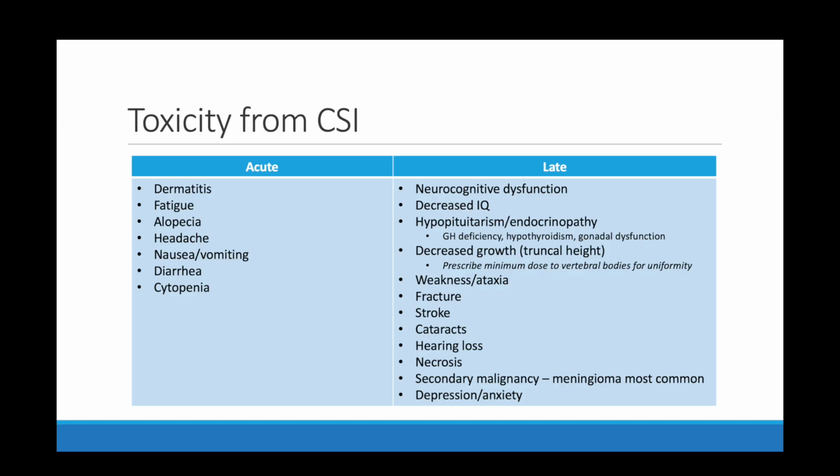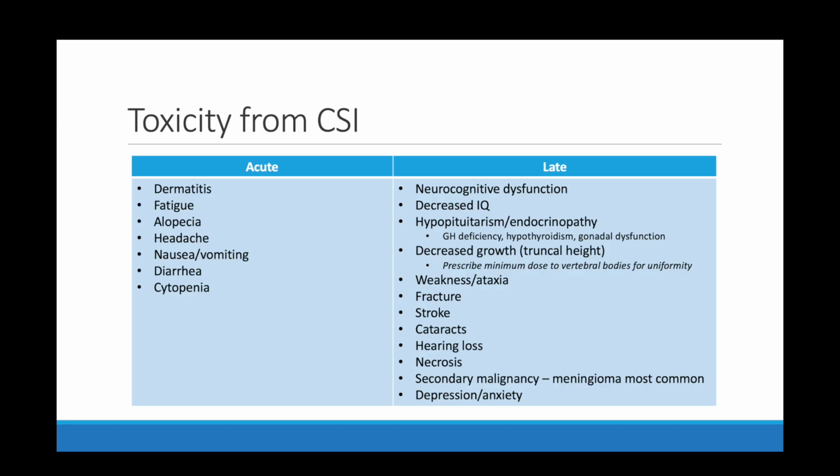A big late effect is neurocognitive dysfunction. Most patients that are treated with CSI, and the risk increases with younger age, will need some sort of help in the future for intellectual disabilities. They do have decreased IQ from craniospinal irradiation. They almost always also get hypopituitarism and endocrinopathy, so they can have growth hormone deficiencies, hypothyroidism, gonadal dysfunction. They can have decreased growth in truncal height because of the dose to their vertebral bodies.